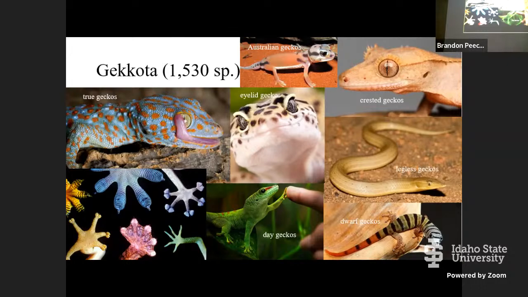Obviously, not all geckos do that, and some don't have legs anymore. This is one from Madagascar.